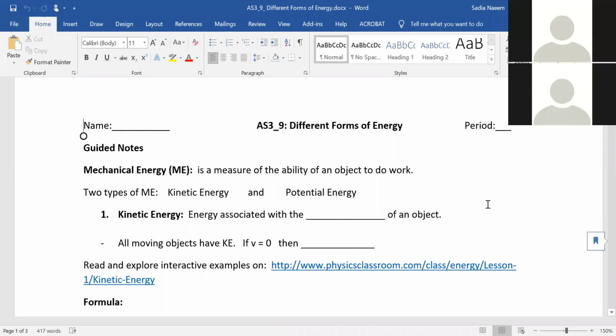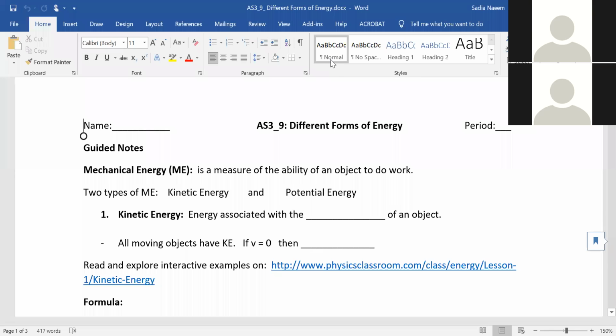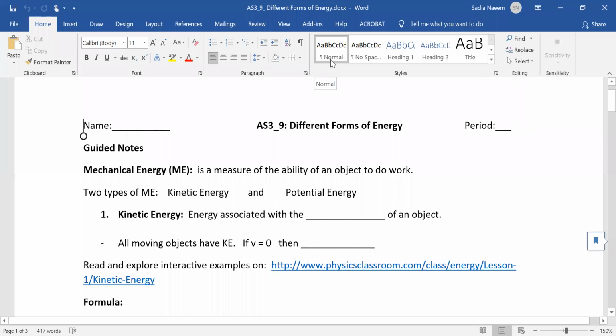So far we talked about work. I hope everybody can see my worksheet that I've shared. So far we talked about something called work, right? And remember we said that work is related to energy. Later on we're going to see a deeper connection, but right now we're just going to start by saying that there is something called mechanical energy. It's a general term for two types of mechanical energies, kinetic and potential. Mechanical energy is a measure of the ability of an object to do work.